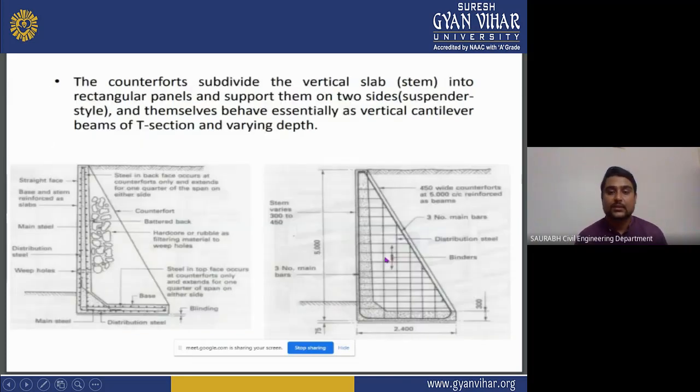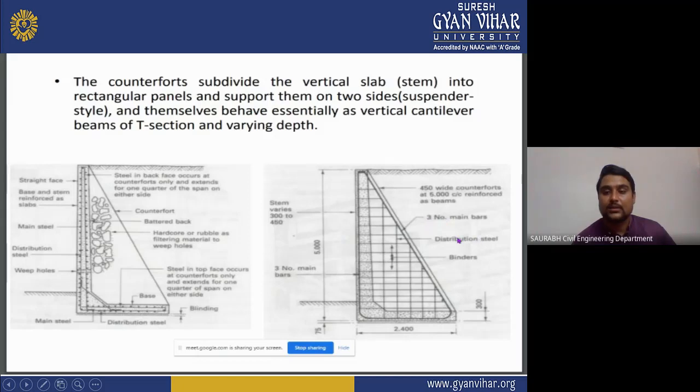Now we will see some components of a counterfort wall. The counterforts subdivide the vertical slab stem into rectangular panels and support them on two sides, and themselves behave essentially as vertical cantilever beams of T section and varying depth. As you can see here, this is your distributed steel which is supporting the base of this counterfort wall, and this is your Y bars, and that is your distributed steel, and this is your main steel.